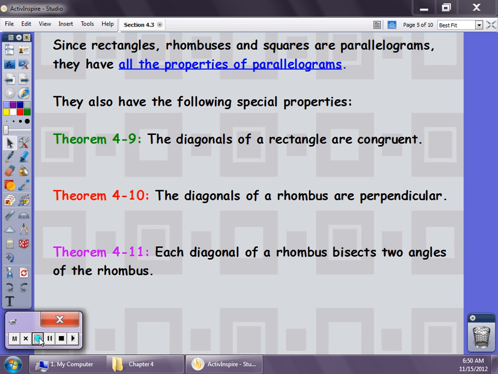Theorem 4-10 states the diagonals of a rhombus are perpendicular. Theorem 4-11 states each diagonal of a rhombus bisects 2 angles of the rhombus. We will take a closer look at Theorem 4-9, 4-10, and 4-11 in our next class.